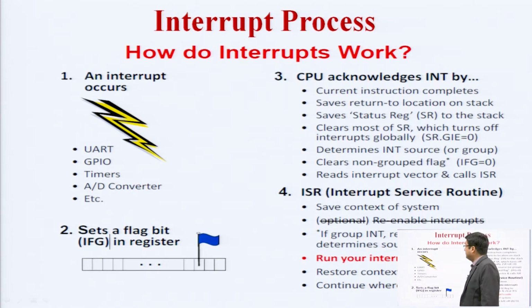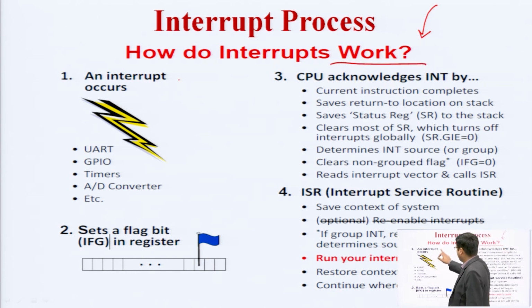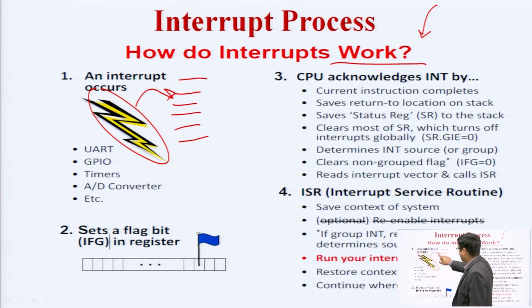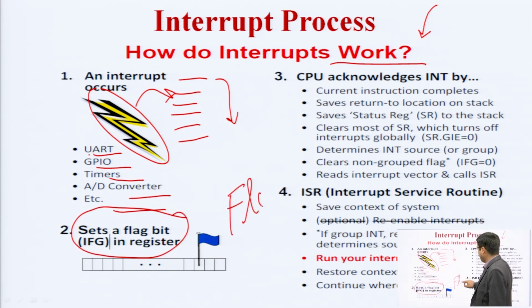Through this slide we can get more details of the interrupt process: how do interrupts work. If we are running our main program and an interrupt occurs, what will happen? An interrupt may occur through a UART, GPIO pin, timers, A to D converter, etc. If any interrupt occurs, then its associated flag will be high. The flag will indicate that an interrupt has occurred in the main program.